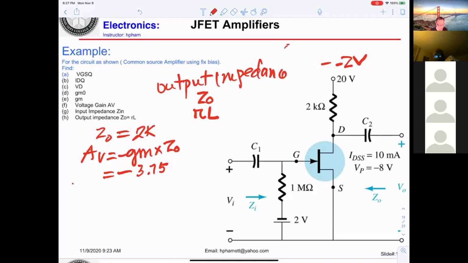So they can build the amplifier using self bias or fixed bias or voltage divider bias. It doesn't matter.